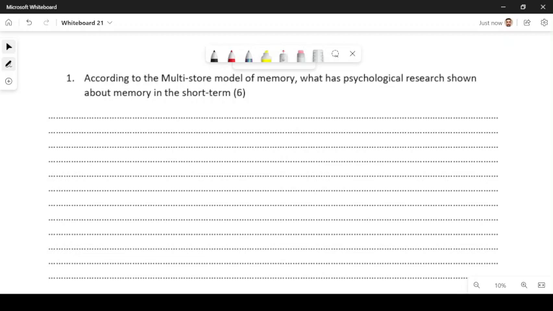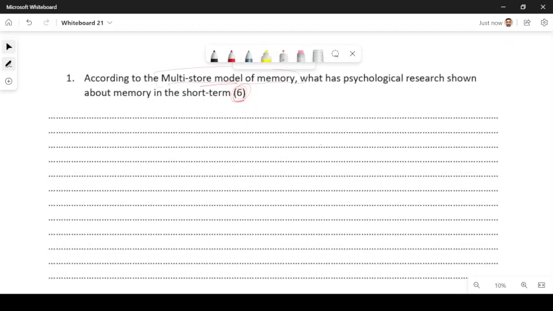So in terms of the breakdown of the question, this is a 6-mark question, so I've put this up the top here, as I said, just a question that I've kind of made up. So there's the 6. So we're dealing with the multi-store model of memory.